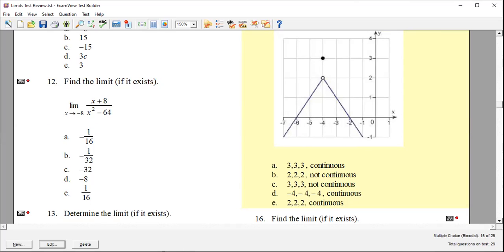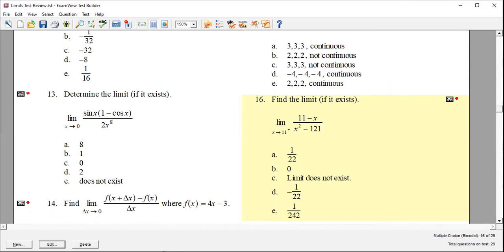It would be like a straight V with no hole. That open hole makes it not continuous. Correct. Everybody good? All right, look at your next one.